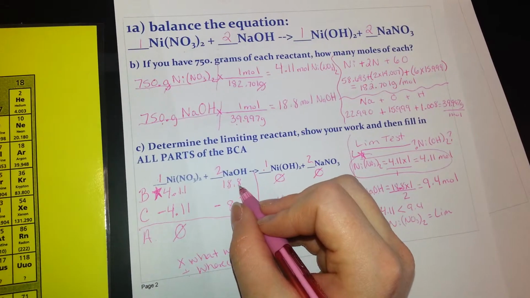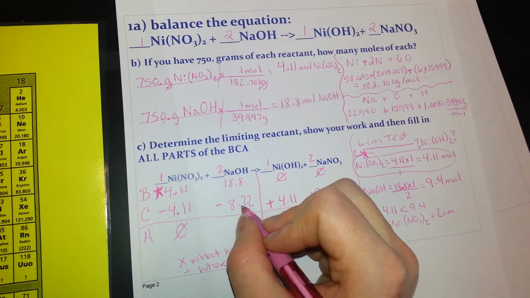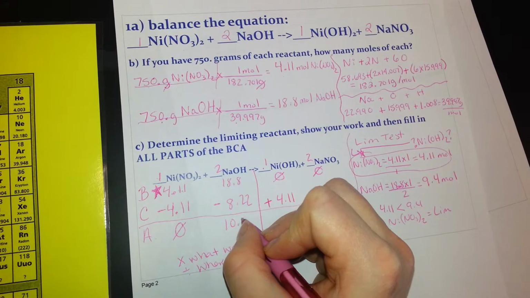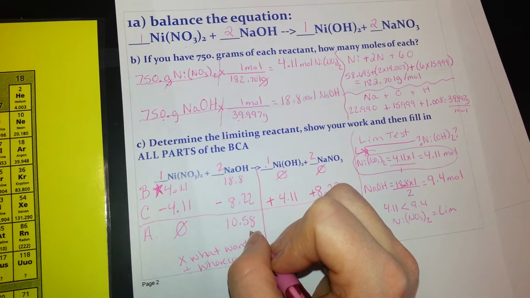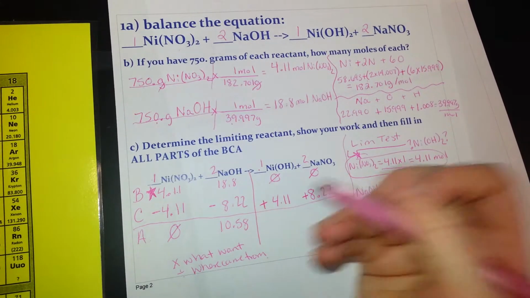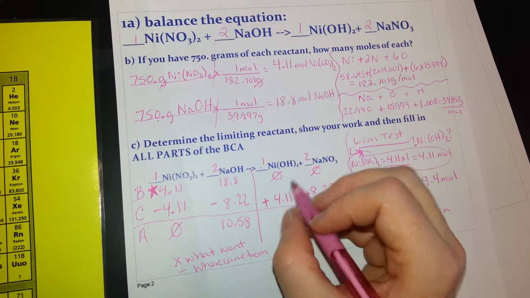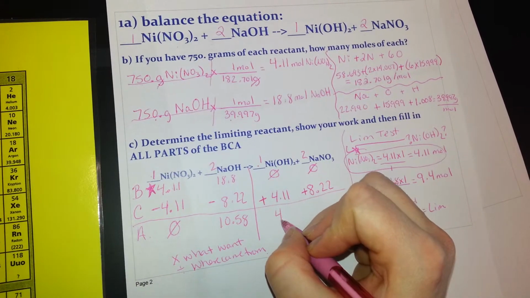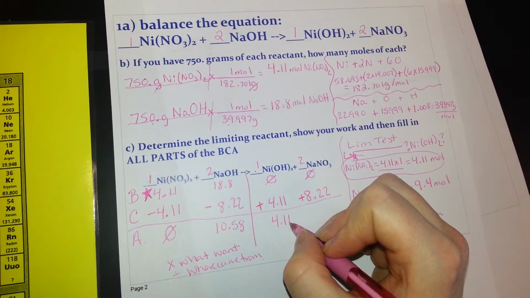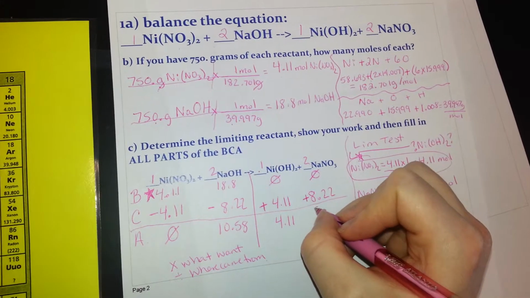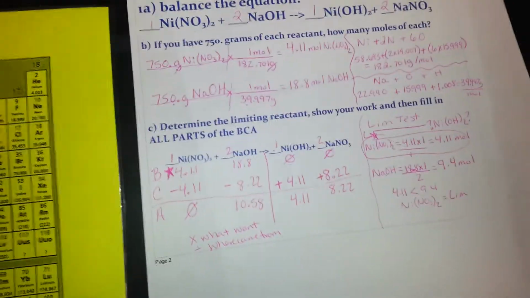So when you do 18.8 minus 8.22, that comes out to roughly 10.58. Now this would be the mole amount of sodium hydroxide left over. Our nickel 2 hydroxide had 0 plus 4.11, so we're going to produce and have 4.11 moles of nickel 2 hydroxide after the reaction is done, and we'll have 8.22 moles of sodium nitrate after the reaction is done.